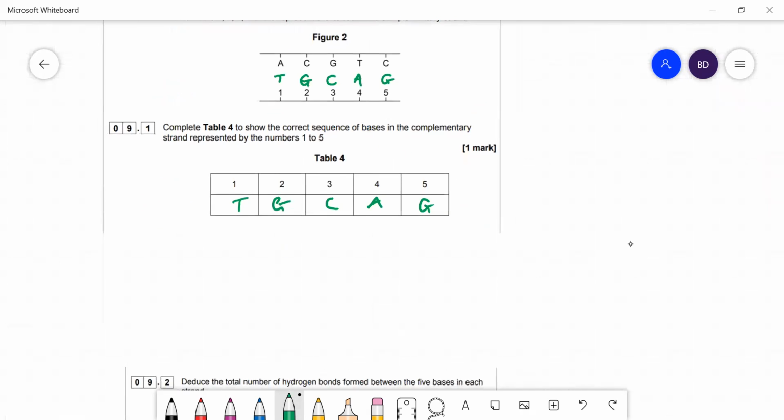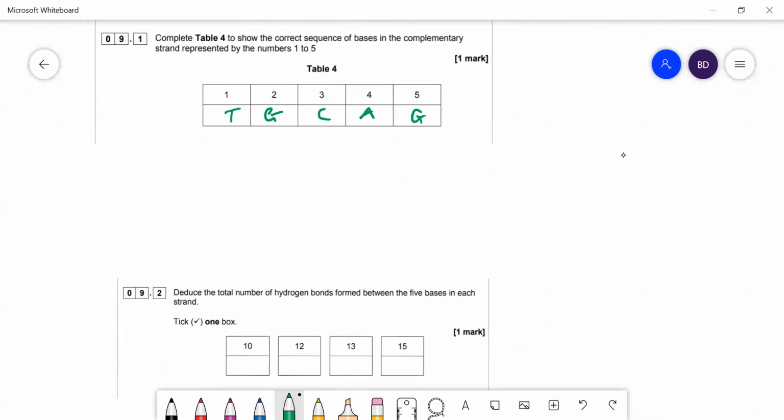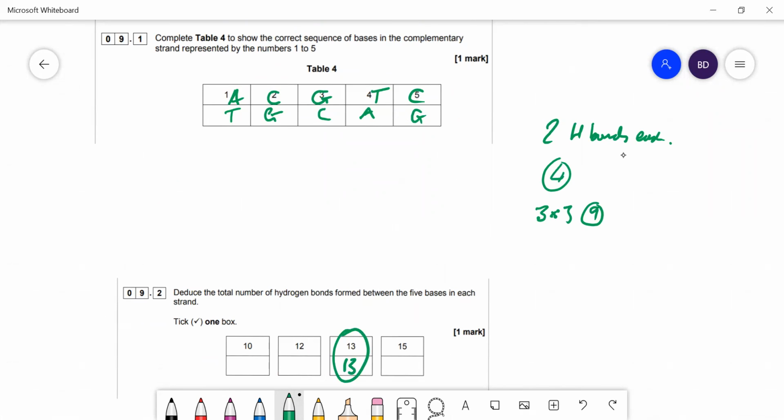Now, a little bit harder. It says here, deduce the total number of hydrogen bonds formed between these 2 5 bases. Well, TA pairs, and we've got the TA pairs there, they have 2 H bonds each. So we've got 2 times 2, we've got 4 from that. GC pairs actually form 3 hydrogen bonds, which you should know. So that's going to be 3 times 3, which is 9. So that's going to be 13 is the right answer. That's the number of hydrogen bonds. So GC forms 3 hydrogen bonds, TA only 2.